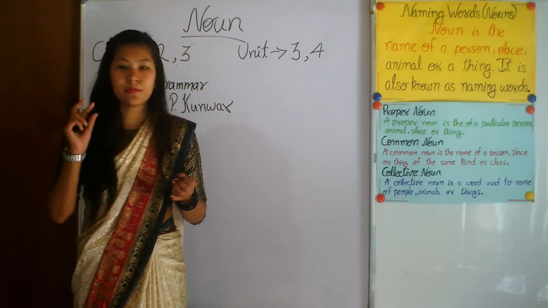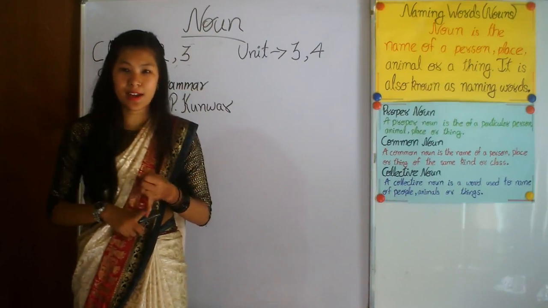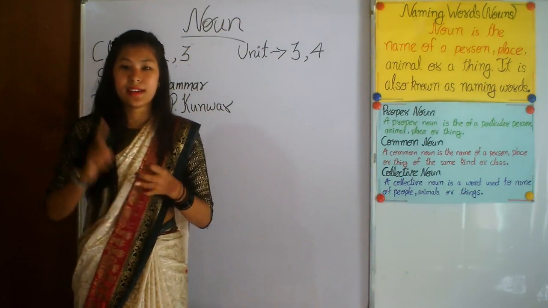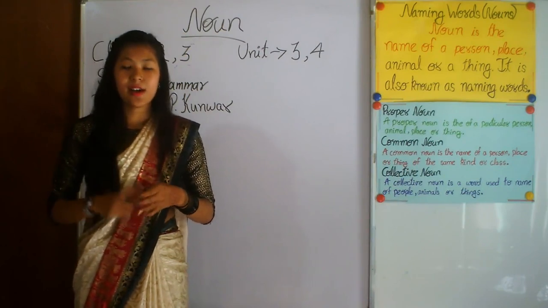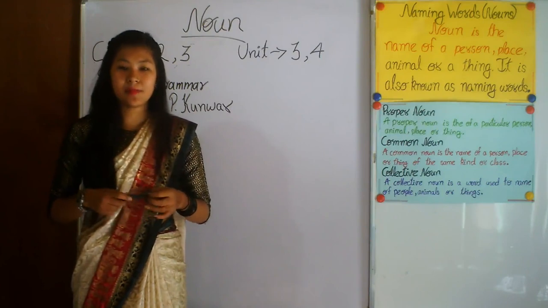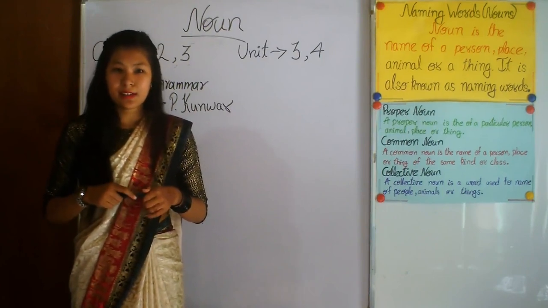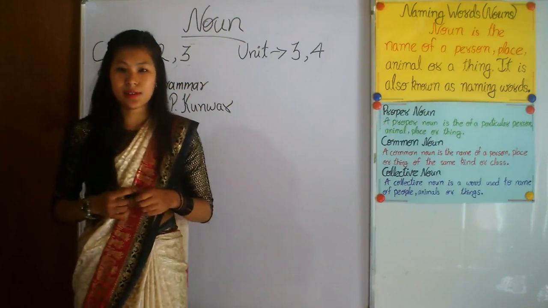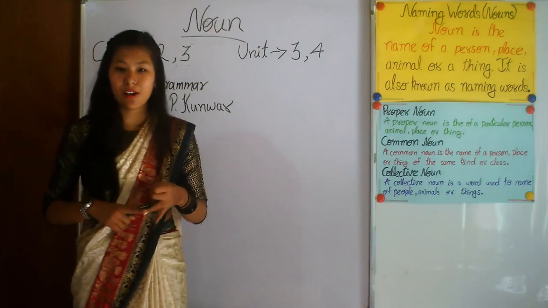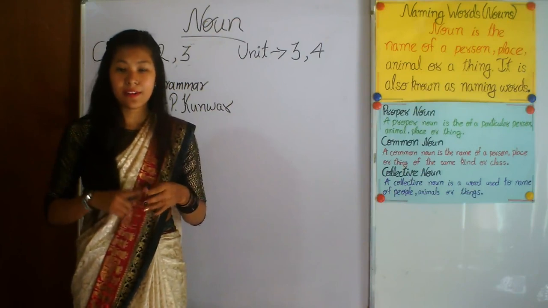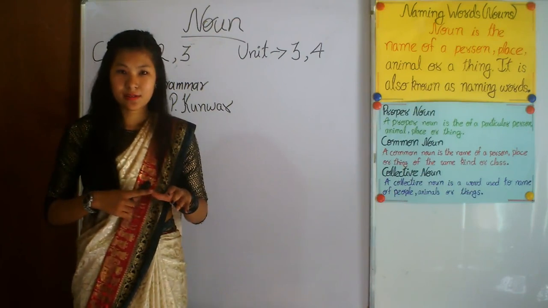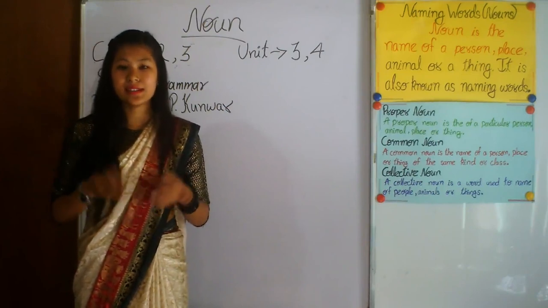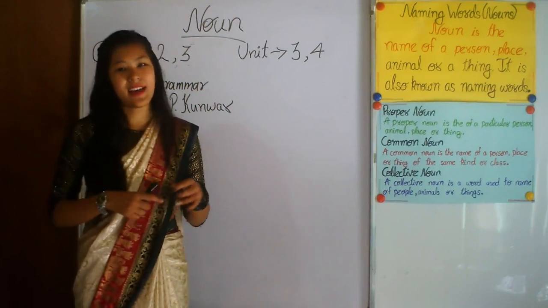And names of places like Darchula, Thangari, India, China, America, etc. are the names of places. Likewise, we see many animals around us like cow, dog, buffalo, elephant, tiger, pigeon, crow, parrot, etc. are the names of animals.